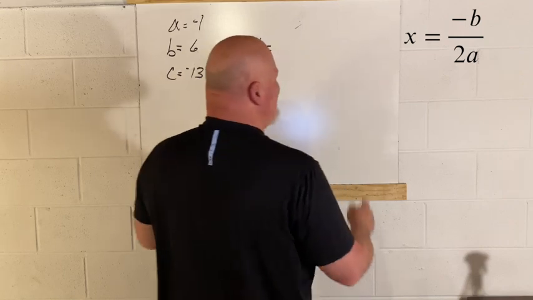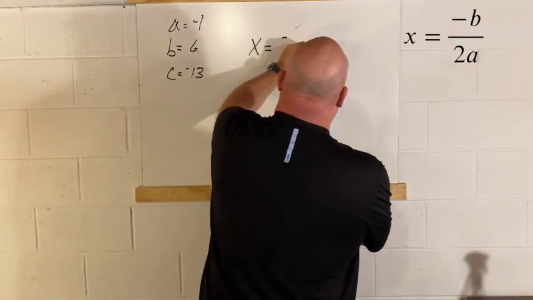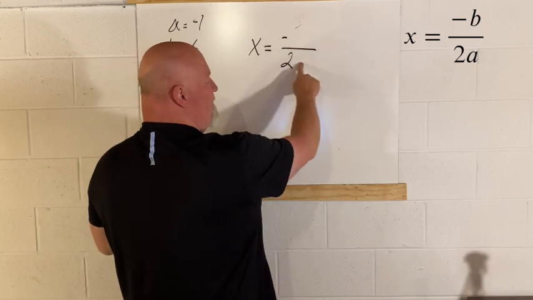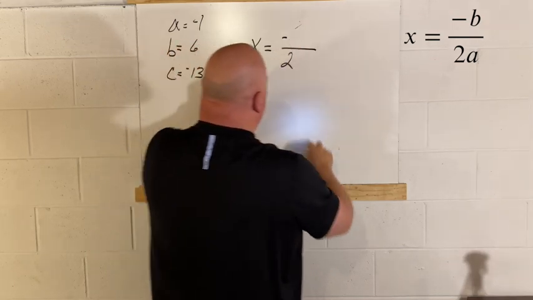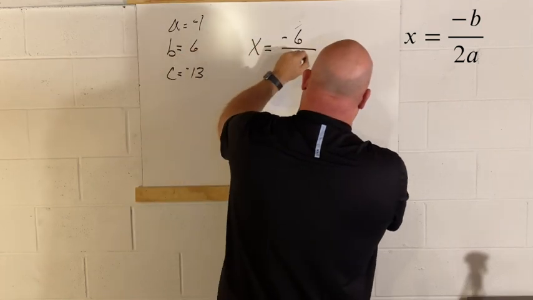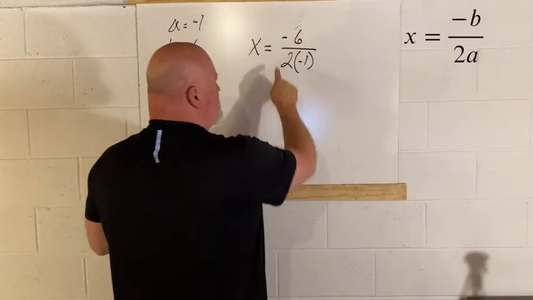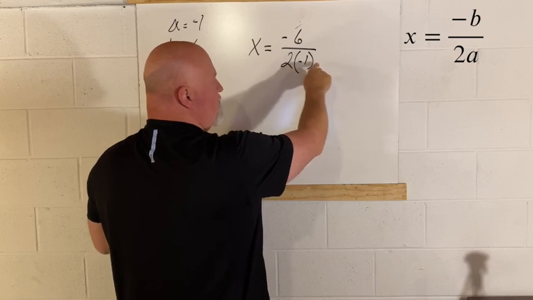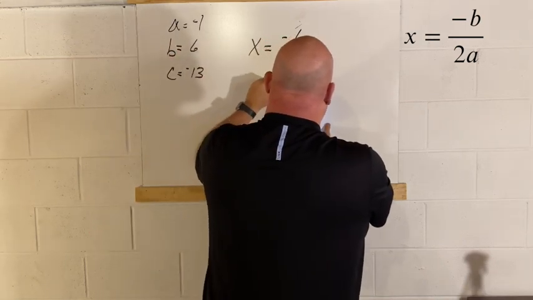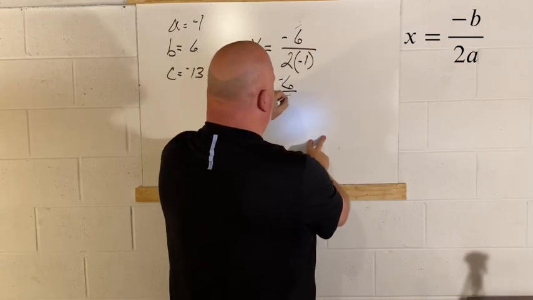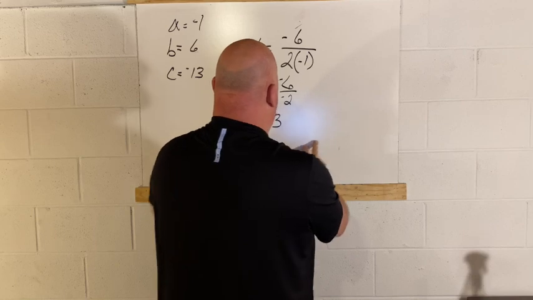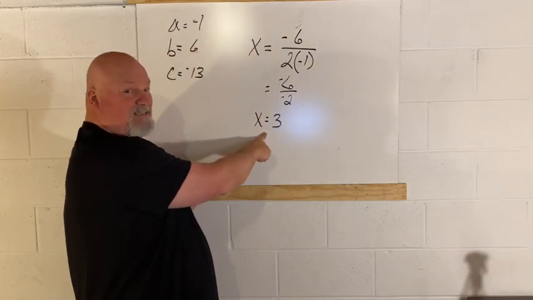x equals negative b. So now it always looks like this. And then I just have to put what my b is here and what my a is there. My b is 6 and my a is negative 1. Okay? So negative 6 divided by 2 times negative 1, or negative 6 divided by negative 2, which is x equals 3. So x equals 3 is my axis of symmetry.